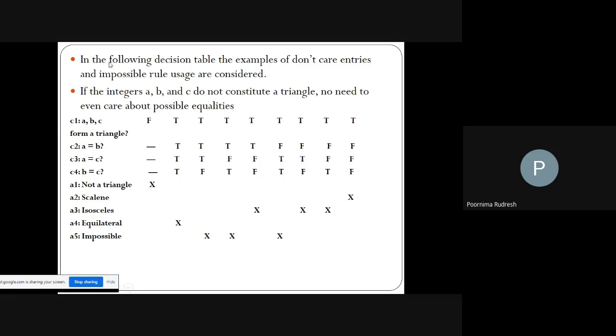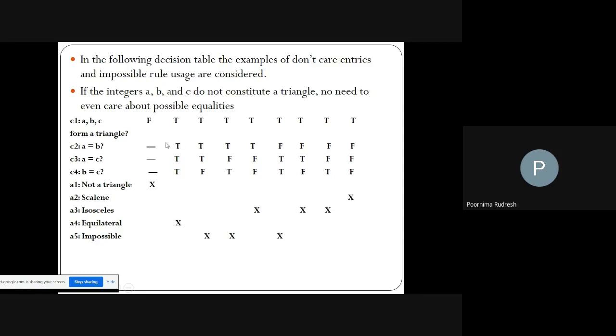If all three sides are equal, then it is an equilateral triangle. Otherwise, depending on the sides, it may be an isosceles triangle or a scalene triangle, right? So first we'll consider the first condition. Here C2, C3 and C4, all three conditions are true, means A is equal to B, A is equal to C and B is equal to C. What does it indicate? All the sides are equal. If all the sides are equal, then what type of triangle is it? It is an equilateral triangle. So that is represented here.